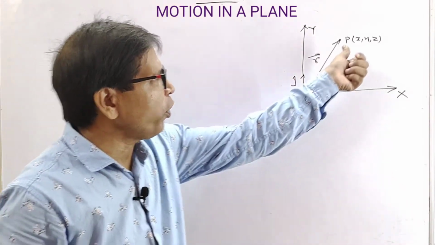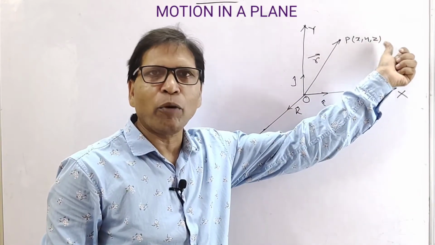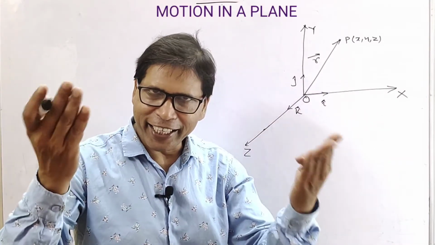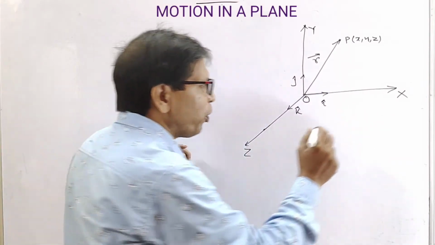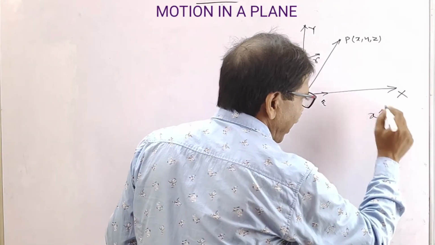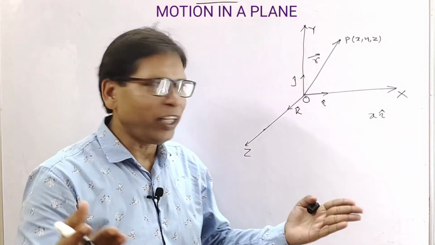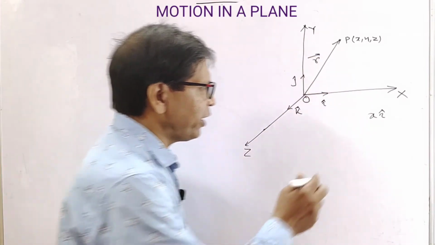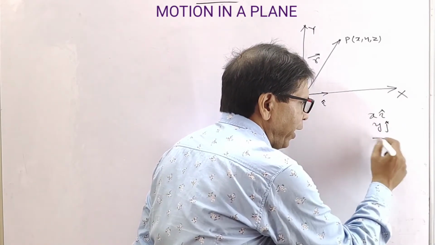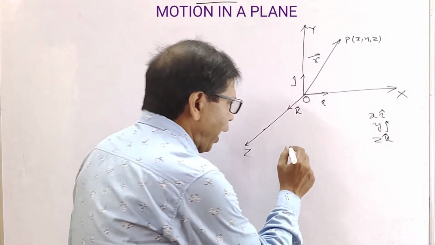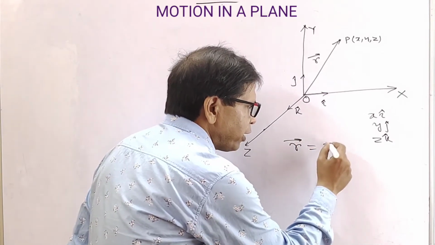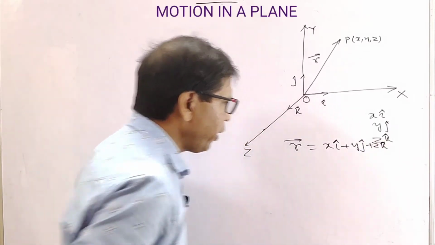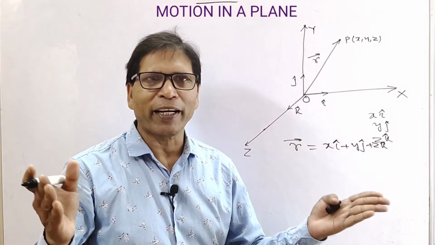As the coordinate of P is x, y, z, the component of the r vector along the x-axis is x. So the vector component along the x-axis is x i cap. In the same way, the vector components of the r vector along the y and z axes are y j cap and z k cap. Therefore, the r vector is equal to x i cap plus y j cap plus z k cap.